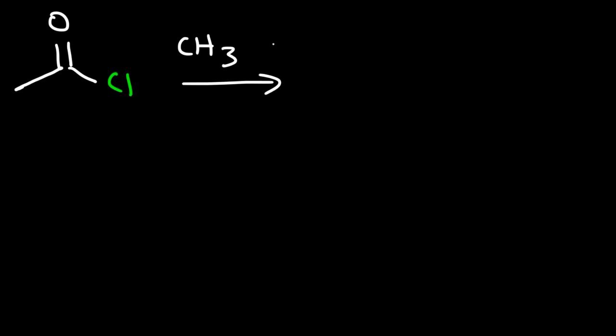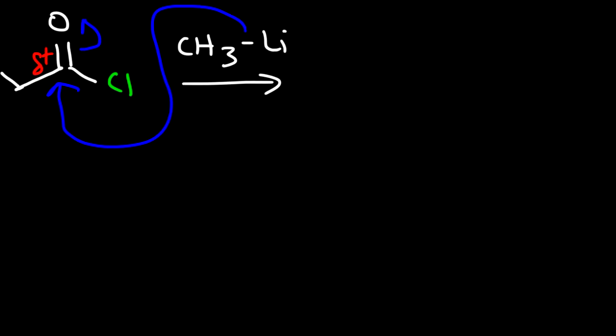Now let's say we have an acid chloride or an ester, and we decide to react it with a Grignard reagent or, in this case, an organolithium reagent. We can add two R groups instead. Let me add another carbon here. So this is a partially positive carbonyl carbon, and it's going to be attracted to the nucleophilic methyl group. And so the mechanism is similar to the last example.